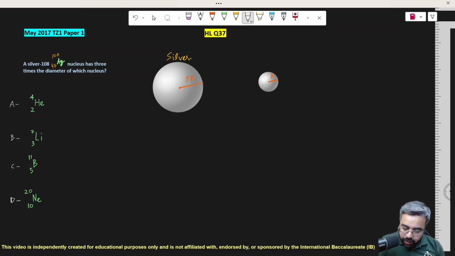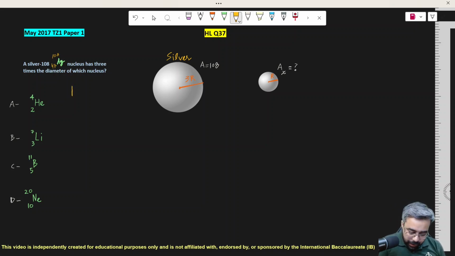So its nucleon number is 108. What is the nucleon number of this unknown element? We have to find out. Either it's helium, lithium, boron, or neon. Let's find out. Now we have to use here the information that we get from the Rutherford scattering experiment, because that makes us capable of calculating and estimating the value of the radius of a nucleus based on authentic calculations.